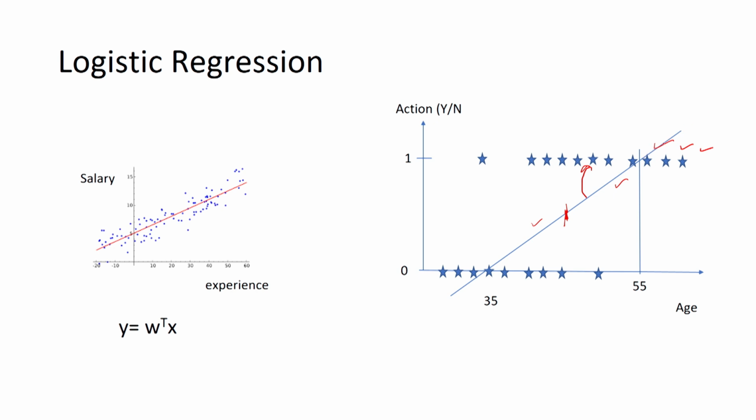So, we can say that we can map all the values that are greater than 1 to 1, and we can map all the values that are less than 0 to 0. In this way, we can simply learn a simple linear regression, and then map the output of that to 0 and 1.